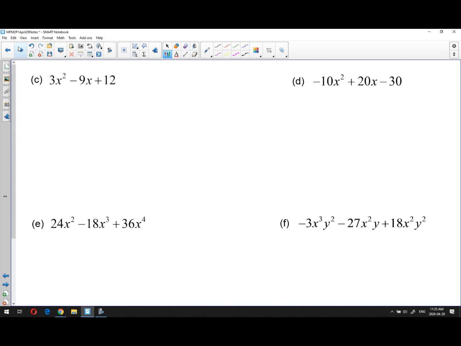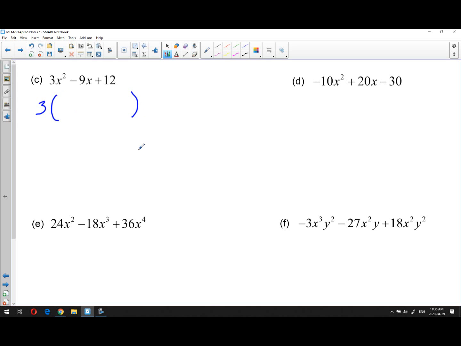Okay, a few more examples. C and D are fairly straightforward examples. Let's try these ones out. For C, we have a trinomial that we want to factor. So we have 3, negative 9, and 12. The greatest common factor between 3, negative 9, and 12 is going to be 3. As for x's, there's an x squared in the first term, an x in the second term, but no x in the third term. In order for x to be a common factor, we need x's in all three terms. There are no x's common to all three terms. So 3 is our greatest common factor.